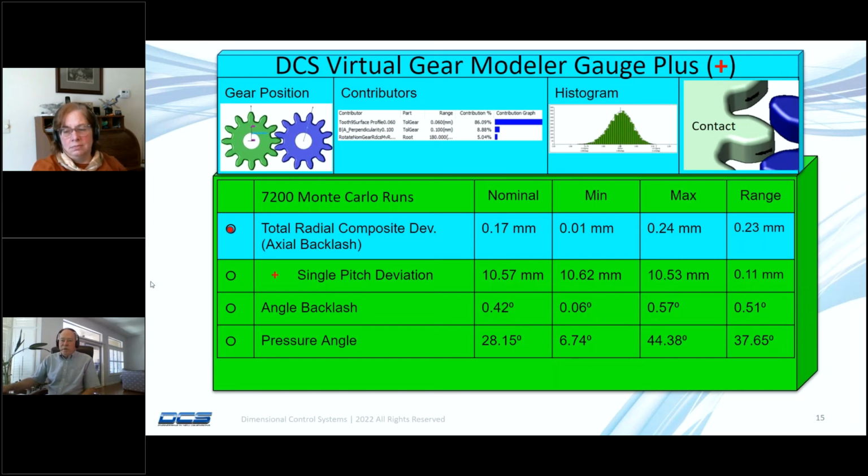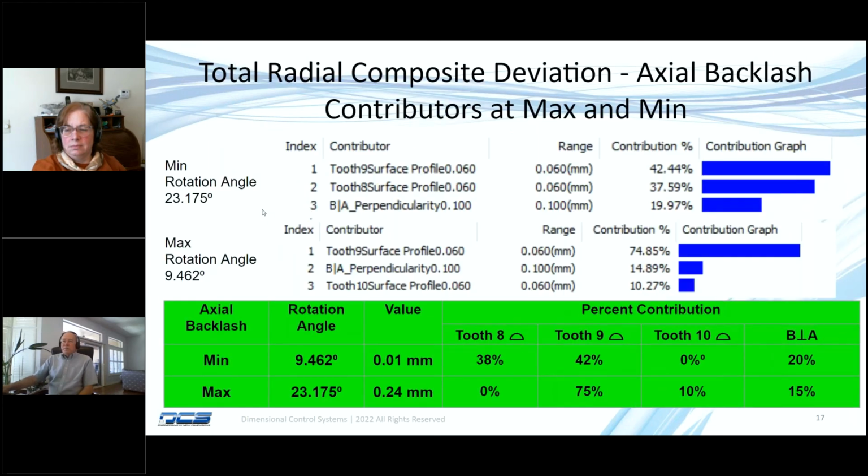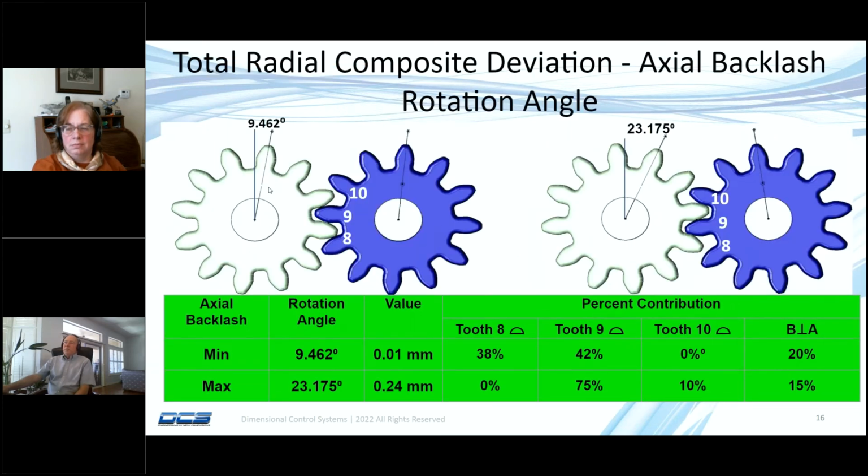Let me go through the next slide here. So here are the contributors. Here are the positions of the gears in the two degrees. This is the minimum and this is the maximum. And you can see in the minimum, tooth 10 is not a contributor. And in the maximum, tooth 8 is not a contributor. And you can find out which teeth are the contributors and what are the rotation angles.